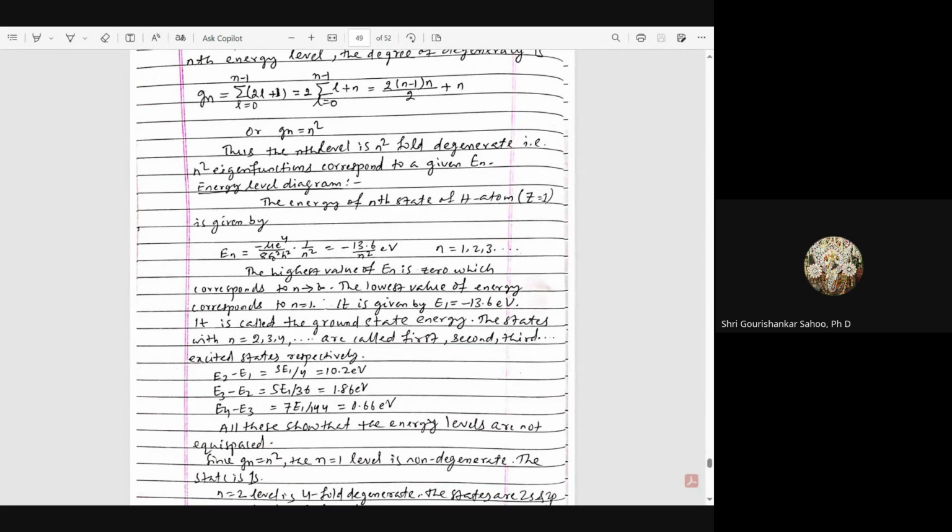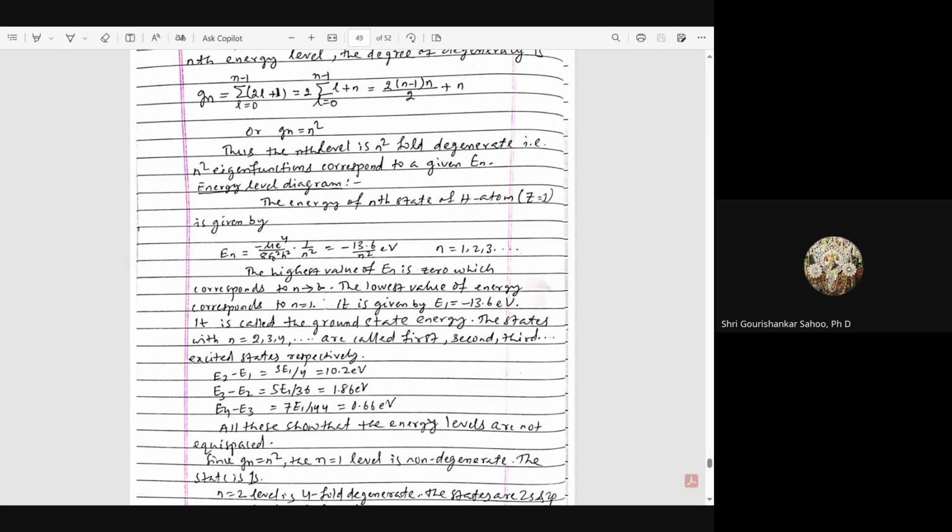And in the energy level diagram, the energy of the nth state of the hydrogen atom, that is Z equal to 1, is given by En equal to minus mu e to the power 4 by 8 epsilon 0 square h cross square, the whole multiplied by 1 by n square, that is nothing but minus 13.6 by n square electron volt, where n is equal to 1, 2, 3, and so on. The highest value of En is 0, which corresponds to n tending to infinity, and the lowest value of energy corresponds to n equal to 1, and it is given by E1 equal to minus 13.6 electron volt, and it is called the ground state energy.